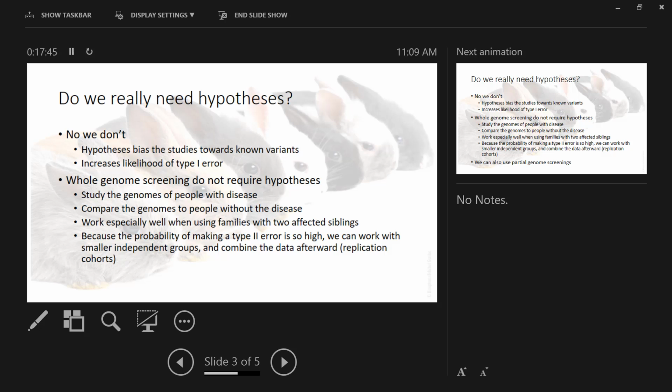Okay? Does it work? Yeah. Well, when biologists don't do the statistics, yes, it works. When you hire statisticians to do this.